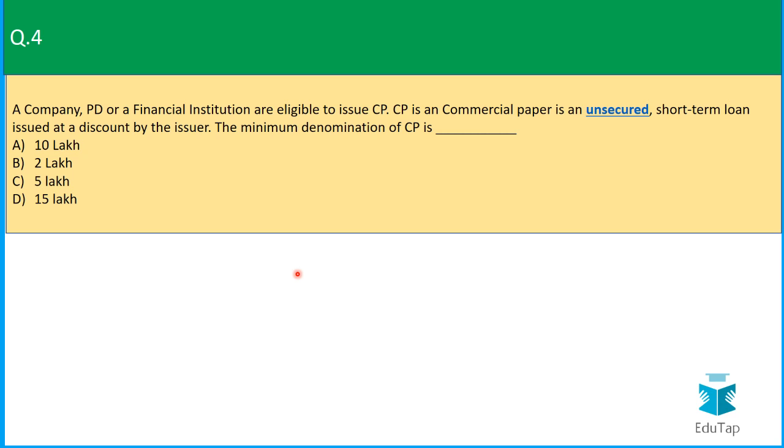Let's do some questions. A company, PD or financial institution are eligible to issue CP. CP is a commercial paper, an unsecured, short-term loan issued at a discount by the issuer. The minimum denomination of CP is. So basically the question is what is the minimum denomination for which CP can be issued? I have explained it to you very clearly. I hope you are able to answer this question. Let's see who all can answer this.